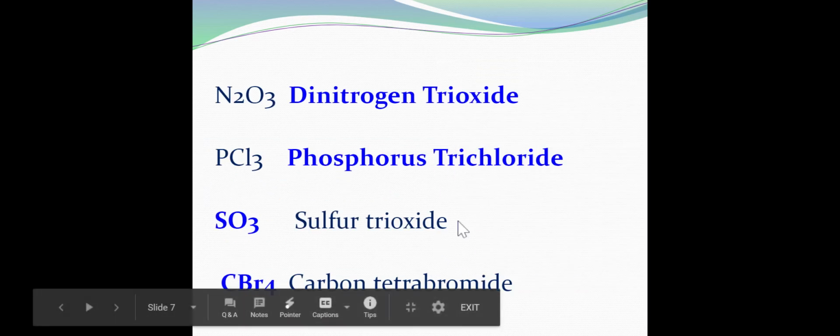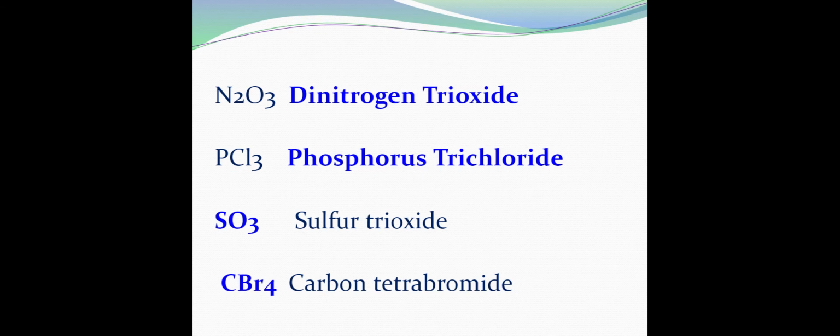For example, this one is N2O3. What you do first is find the element name. For N, we know it's nitrogen, so you just write nitrogen. For O, it's oxygen, and we change the last part to IDE, so it's oxide. Then you add those numbers. This is di, so you call it dinitrogen, and this is three, trioxide. So this molecule is called dinitrogen trioxide.